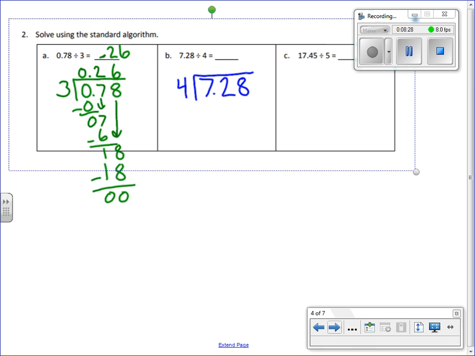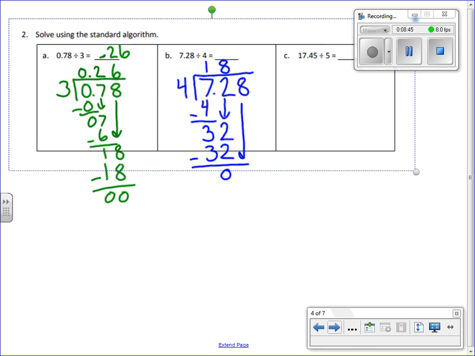Number 2, the first number in division is going to go in the house. And we're going to divide that number by 4. 4 can go into 7 one time. When I subtract, I'm going to get 3. Bring down the 2. 4 can go into 32 8 times, which is 32.